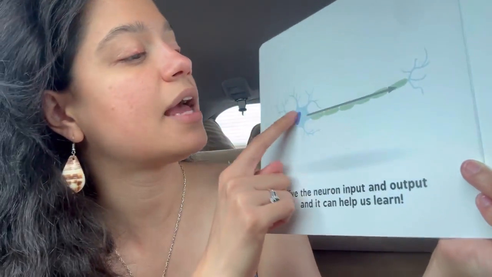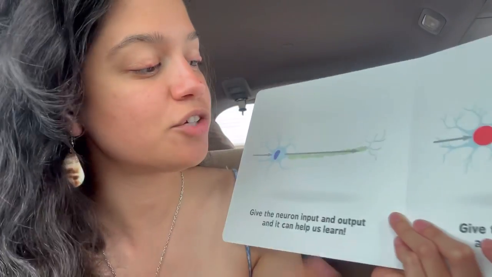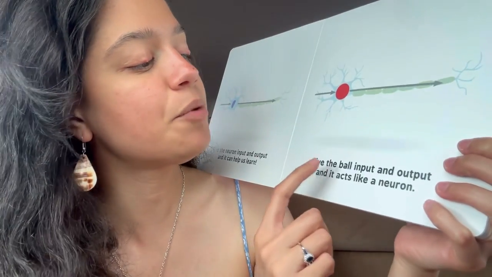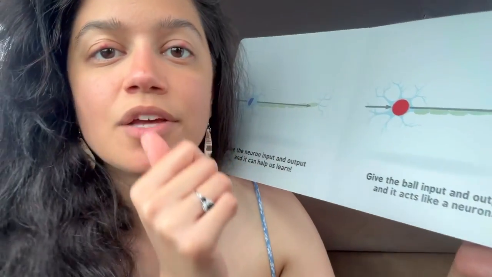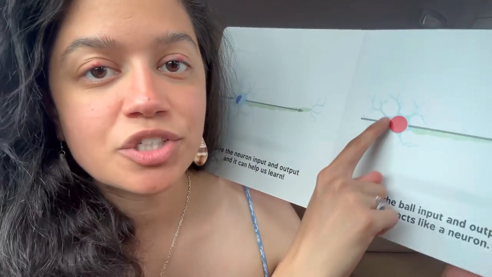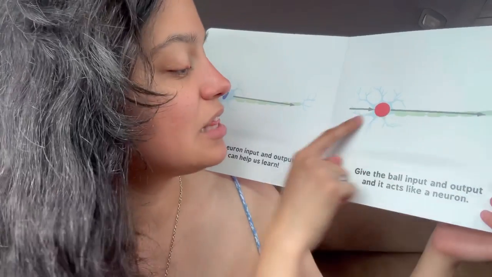We covered neurons in another lesson, but they are little cells inside your brain that can collect and store information. Give the ball input and output, and it acts like a neuron. So when we input information into the little ball, it then outputs information to other cells.